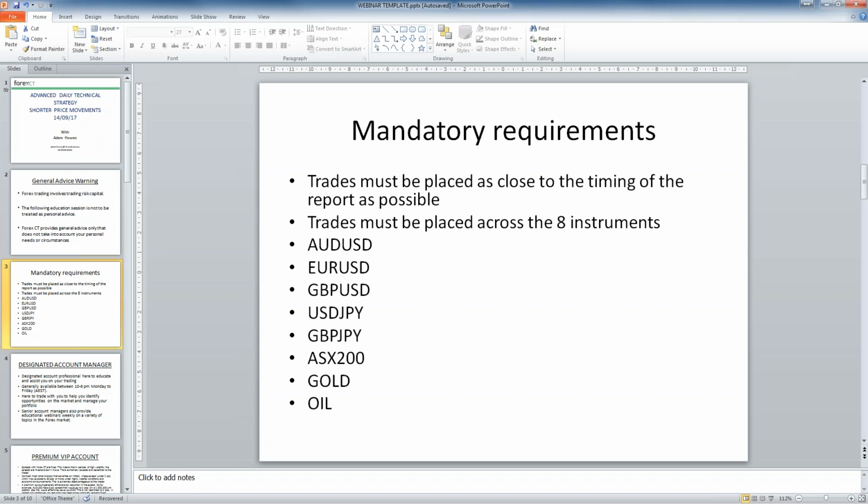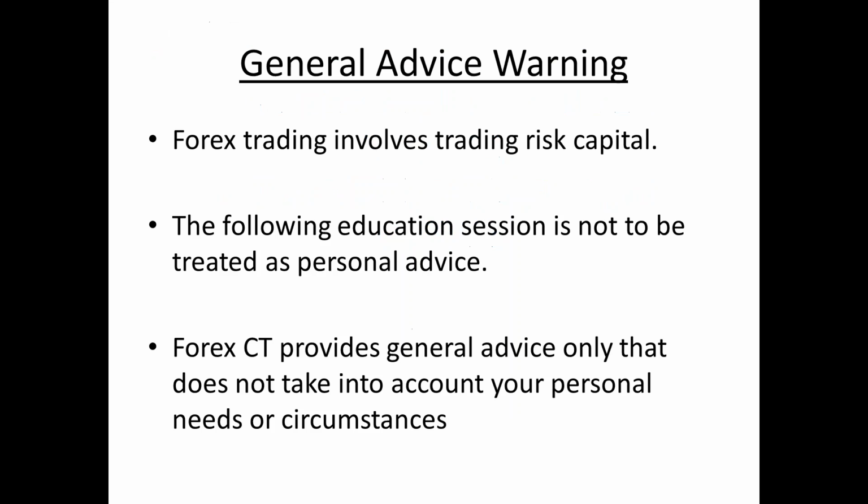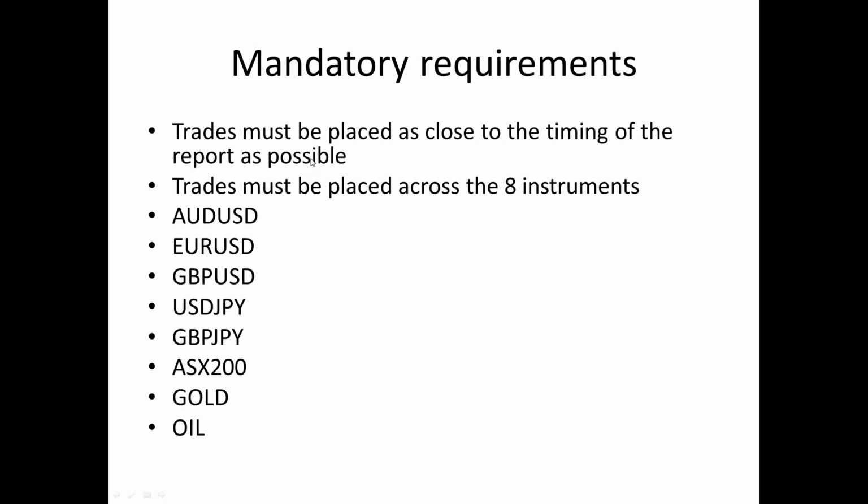So just to reiterate the main message, just really drum this in because this is really, really important: we need to place the trades as close to the timing of the report as possible, at 6:30 in the morning and at 4 o'clock in the afternoon. You need to be bang on the live charts at that time to be able to do that. Your trades must be placed across the 8 instruments. It's not good enough to do 1, 2, or 3. You must trade the full 8 to realize the benefit of the strategy. The reason that we do that is because we hedge against other losses in the market.